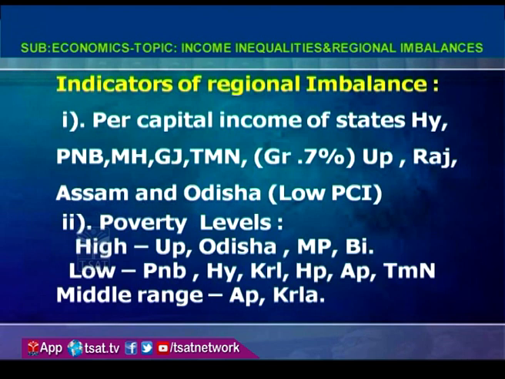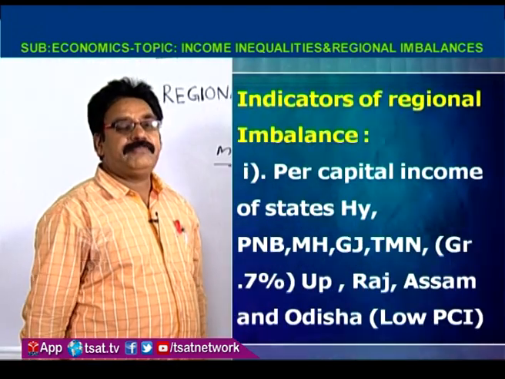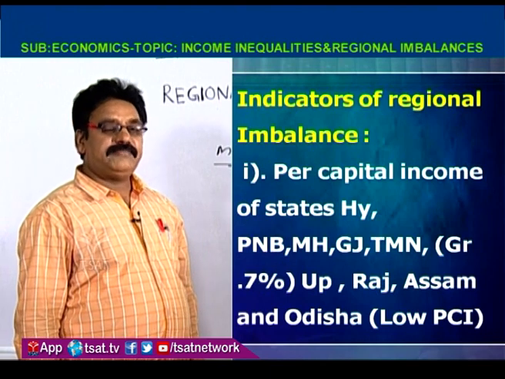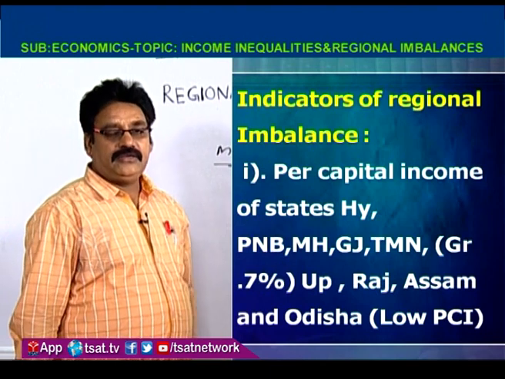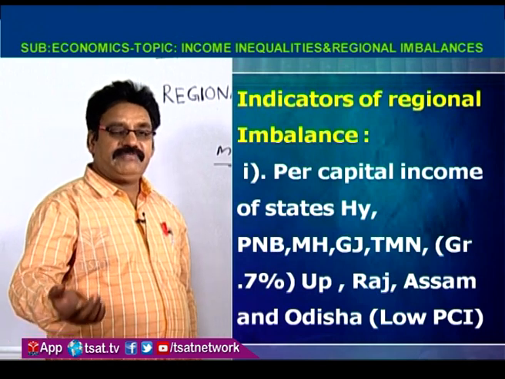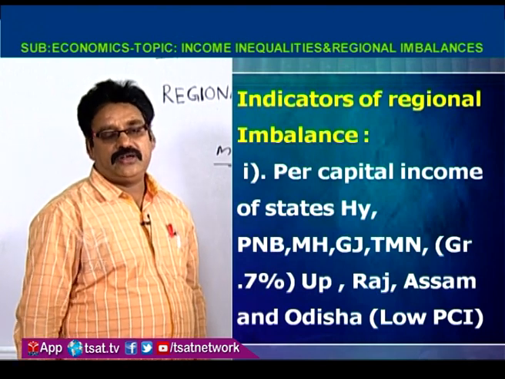And now, what are the indicators? How to find out that one place is regionally backward and one place regionally developed? For that, we need some indicators. First indicator is per capita income of states. Based on the per capita income, we can say one state is developed, another state is backward.